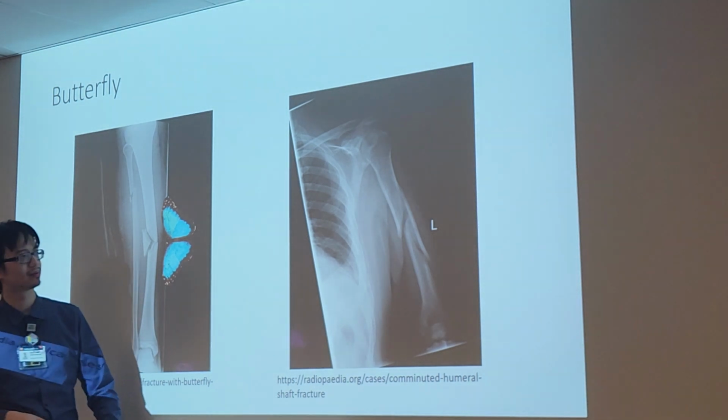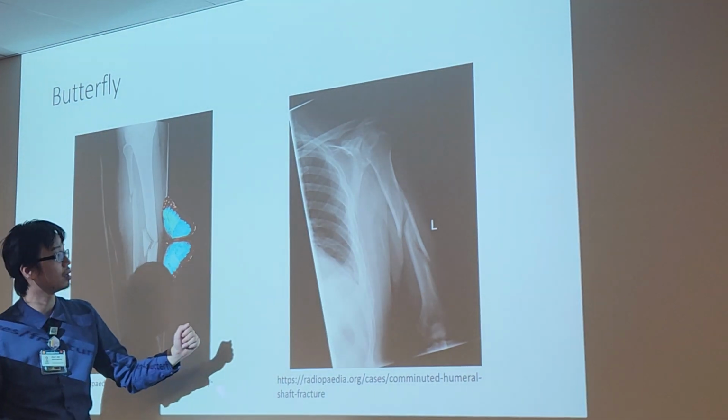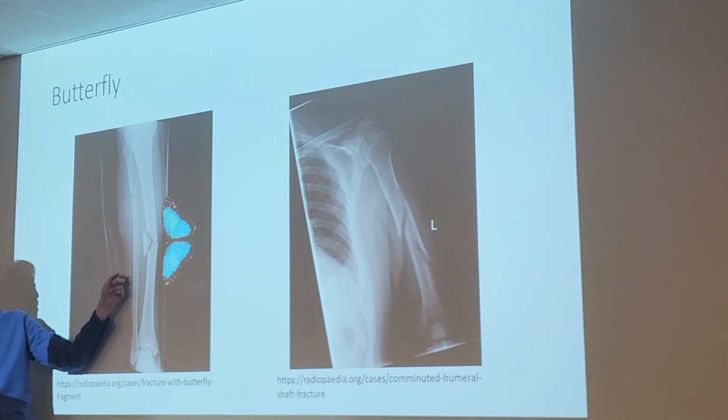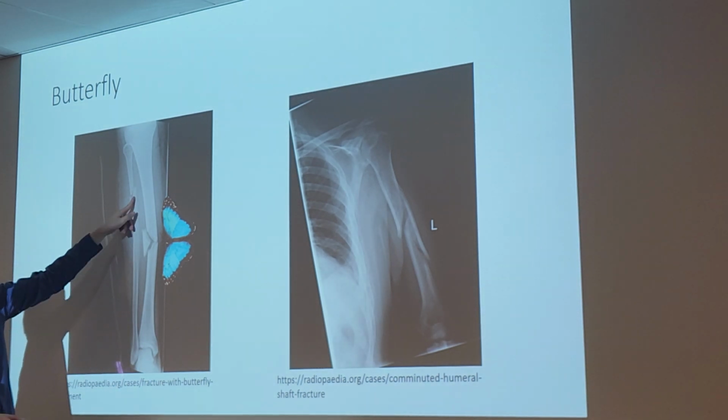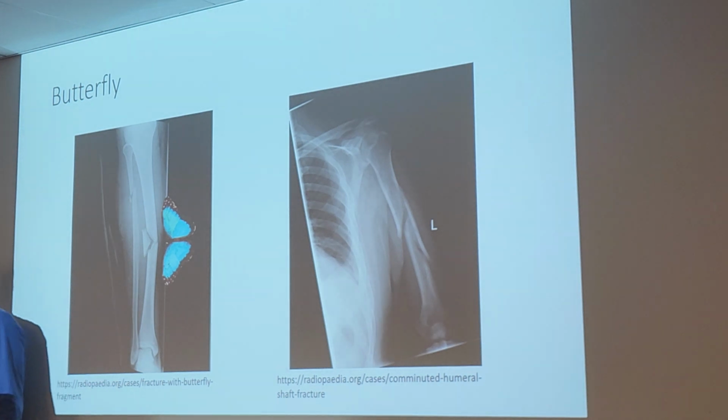Is that an oblique? Because I don't see. No, on the other side. On this one? Yeah, the fibula. This is not an oblique. On the fibula? Oh, on the fibula? Yeah, right there. I didn't see that. Yeah, that would be oblique.